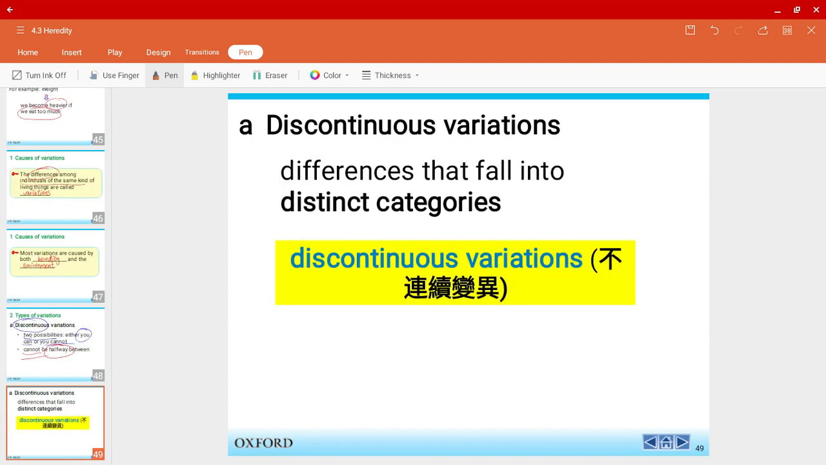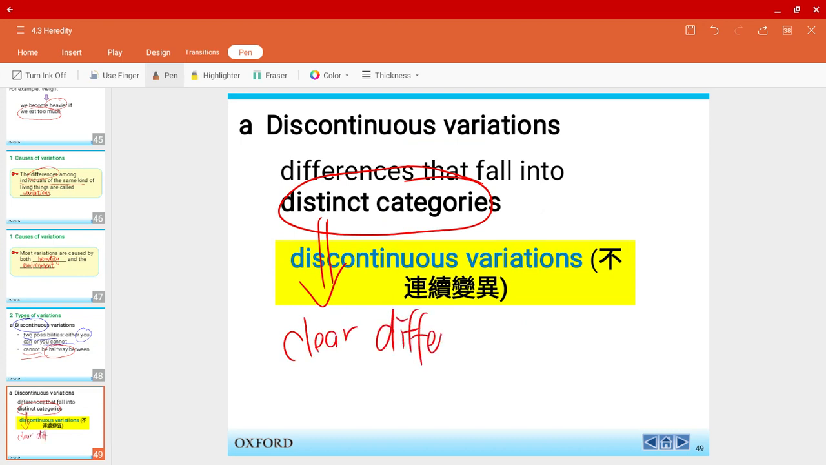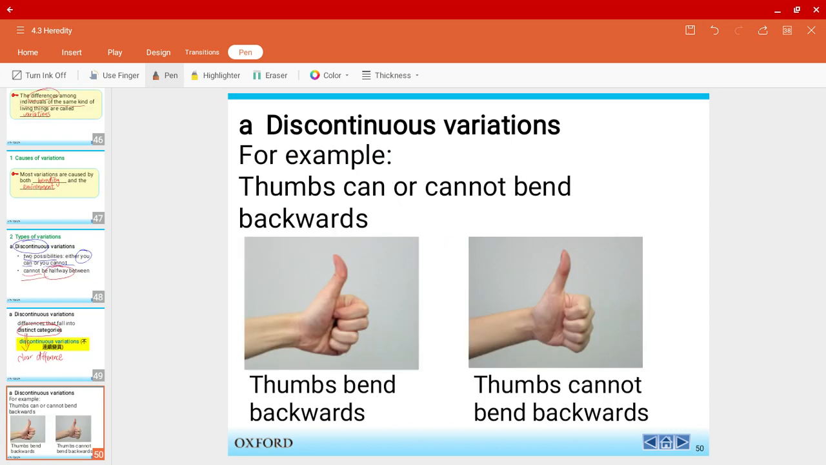So what do I actually mean? Let's have a look at one example. Before that, there's another term for this. We call it differences that fall into distinct categories. The word distinct means clear differences. So there's a clear difference, and we call that discontinuous variation. Let's have a look at the example. Some of us are able to bend our thumb backwards, whereas some of us cannot. So either you can or you cannot.